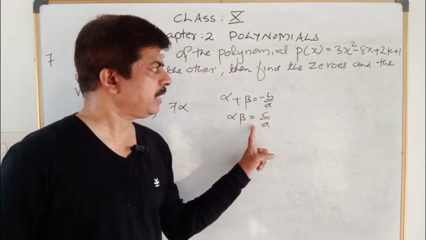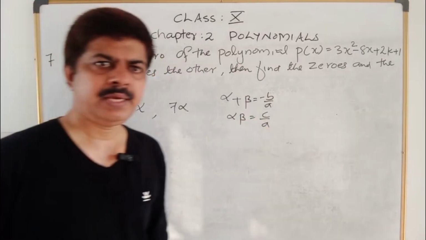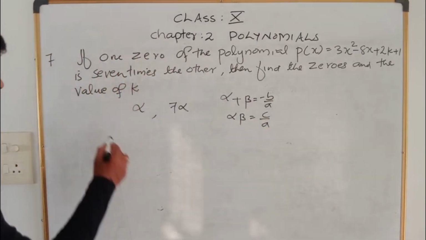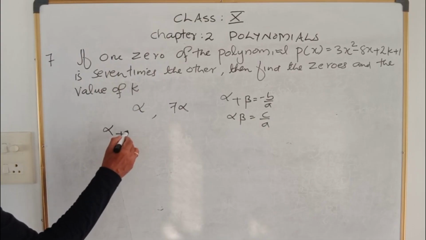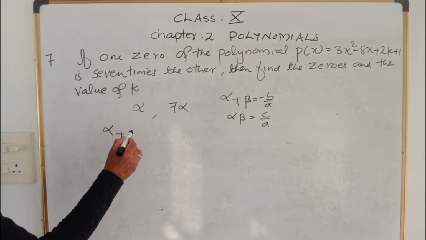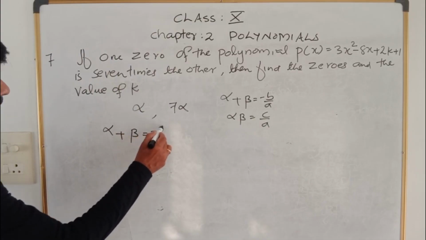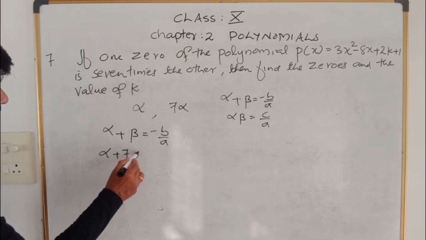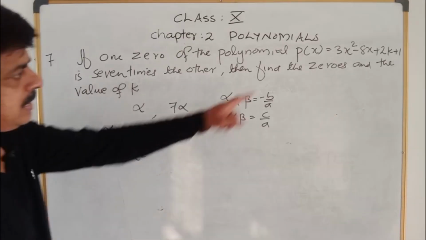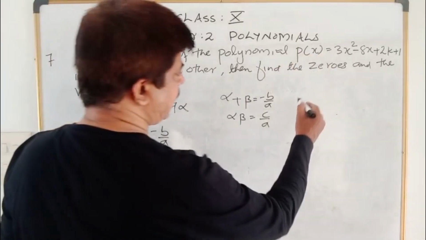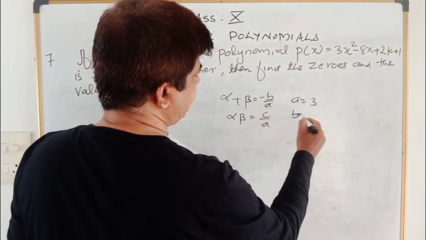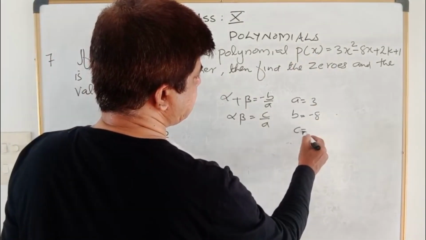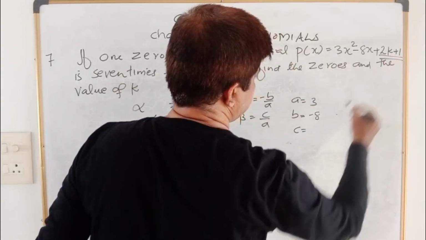Using this equation, we can find the zeros and the value of k. So we use first alpha plus beta equal to negative b by a. So beta will be substituted by 7 alpha. What are a, b, c? We have a is 3, the value of b is negative 8, and c is the constant.